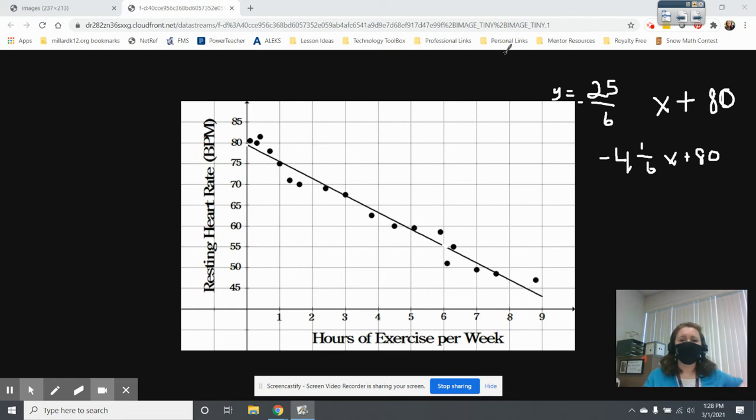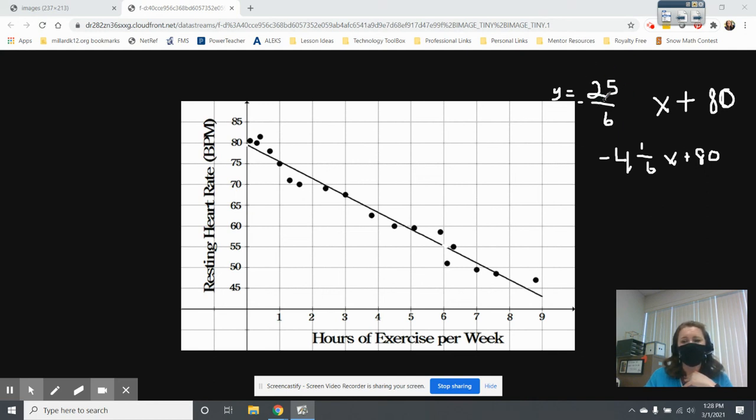So now I can use this to interpret my scatter plot. My scatter plot is saying if you don't exercise at all, your resting heart rate's around 80 beats per minute. But then it's saying it's going down. The more you exercise, the slower your heart rate is. And we can even say this: for every 6 hours a week you exercise, it goes down 25 beats.